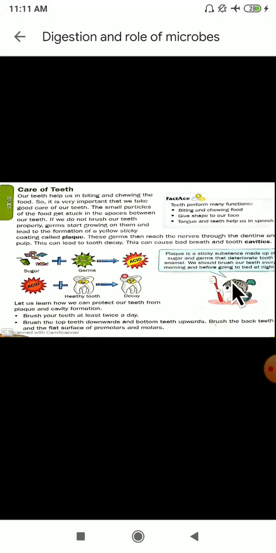This is about how the teeth will decay. Let us see now how we can protect our teeth from plaque and cavity formation. Plaque is nothing but the yellow sticky coating on the teeth.